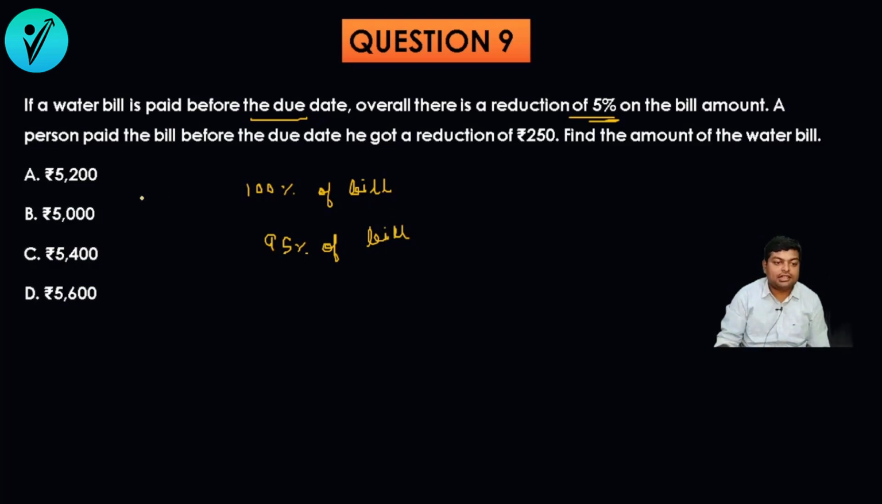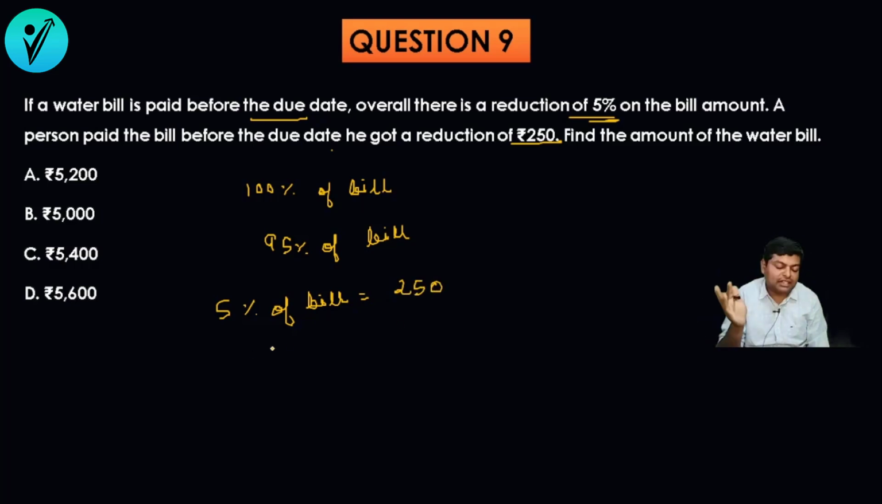Okay, next. A person paid the bill before the due date, he got a reduction of total 250. Now the reduction that he got, how much reduction was the person getting? The reduction was 5% of the bill. The discount that you will be getting if you are paying before the due date is 5% of the bill. So we can say that 5% of the bill is 250.